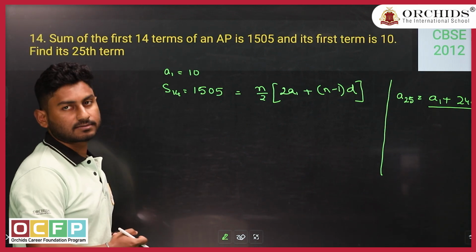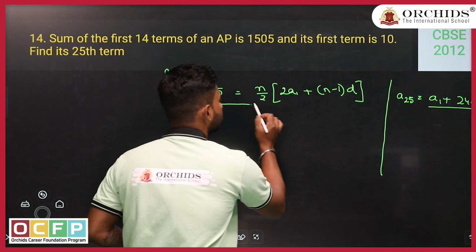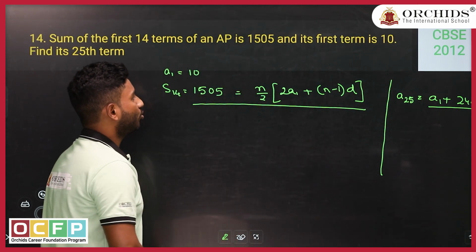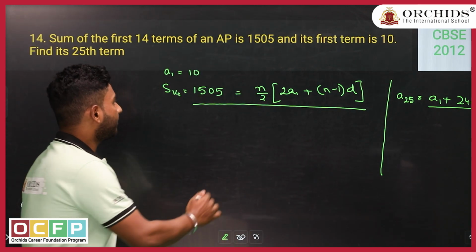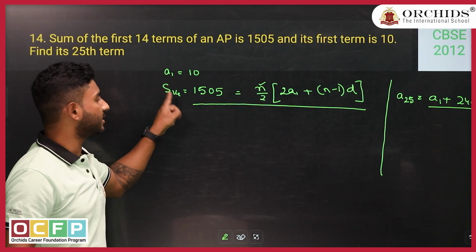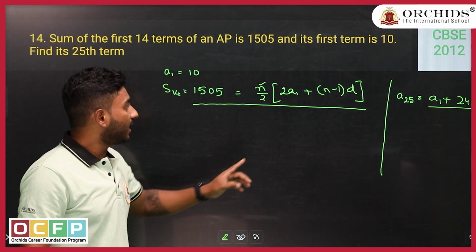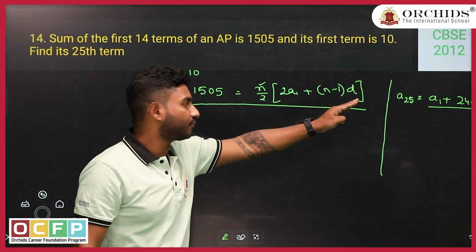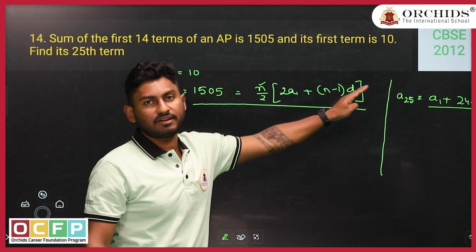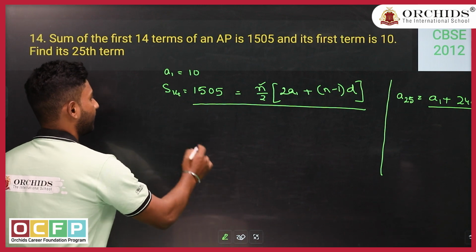Now if I see here, in this particular equation, what I don't have? I have n. What is n? n is nothing but 14. What is A1? A1 is nothing but 10. I don't know what is D. So from this particular equation, I can easily find out what is D. Let's find out.